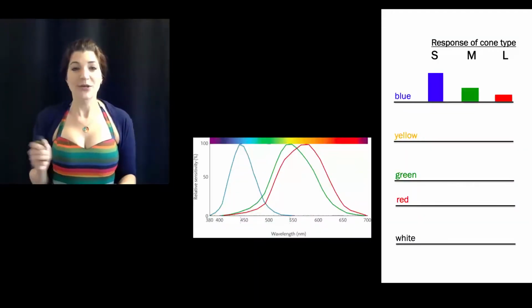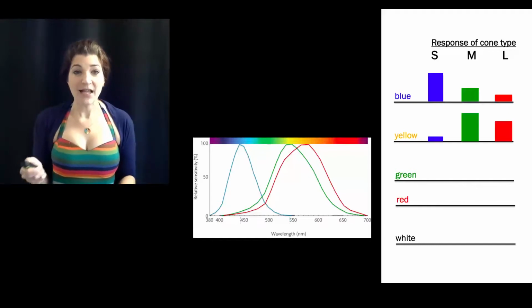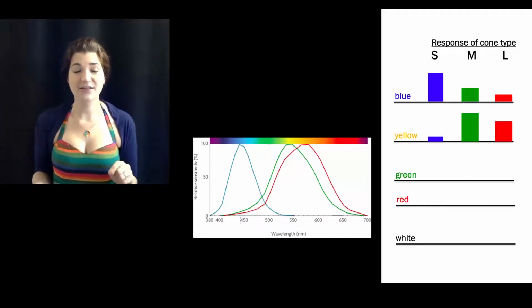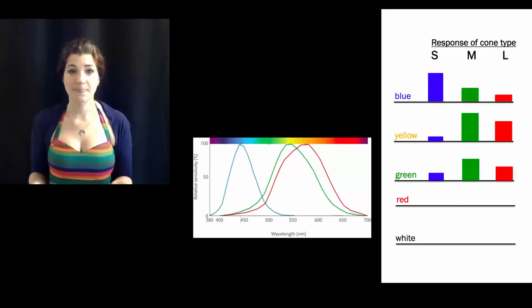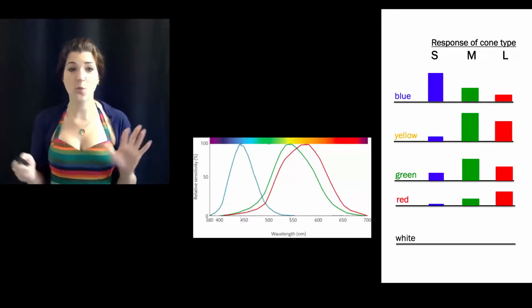All right, so we talked about blue earlier. Yellow is coded as the highest level of stimulation or the highest change in activity of medium wavelength sensitive cones, moderately high for long wavelength sensitive cones, and little to none from the shorties. Green is similar, but somewhat lower levels of medium and long and higher levels of short. There's red.